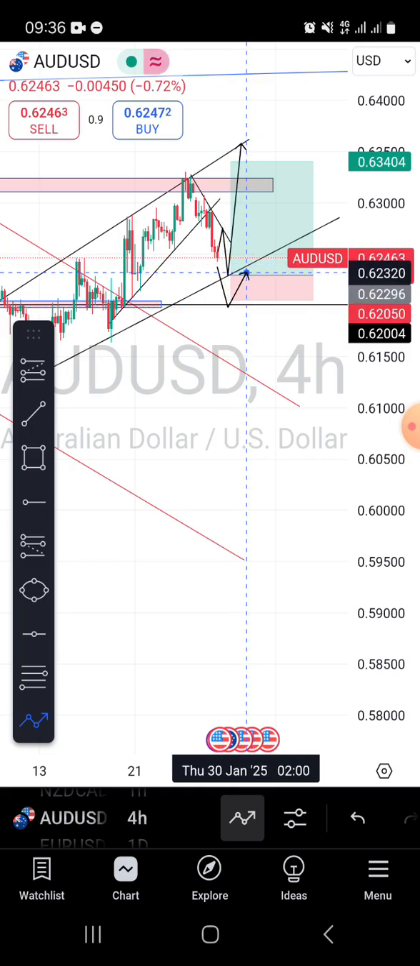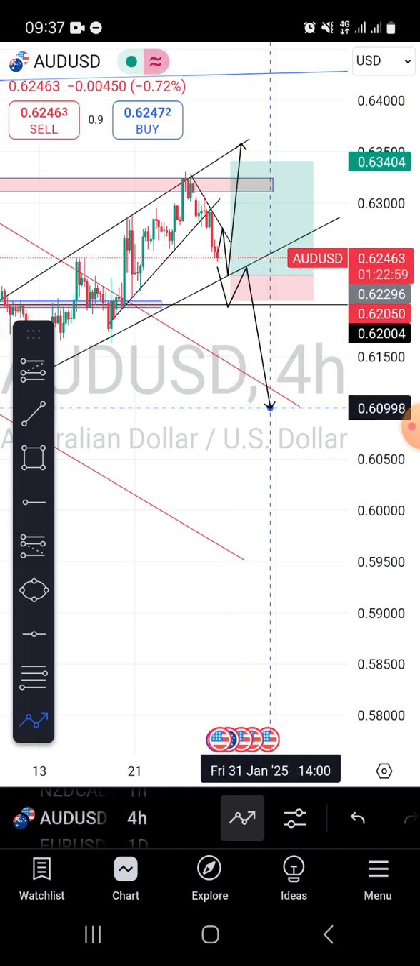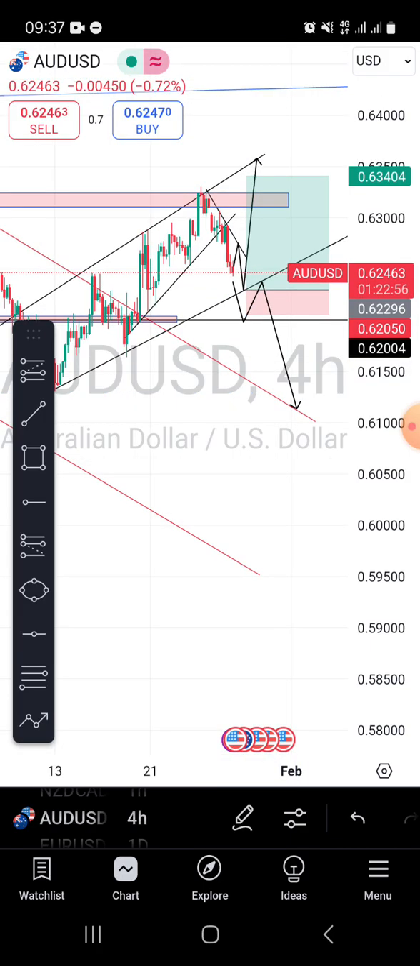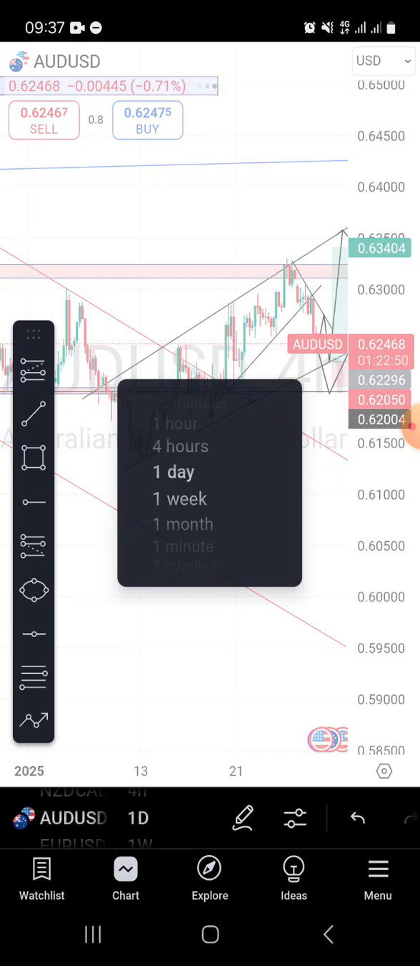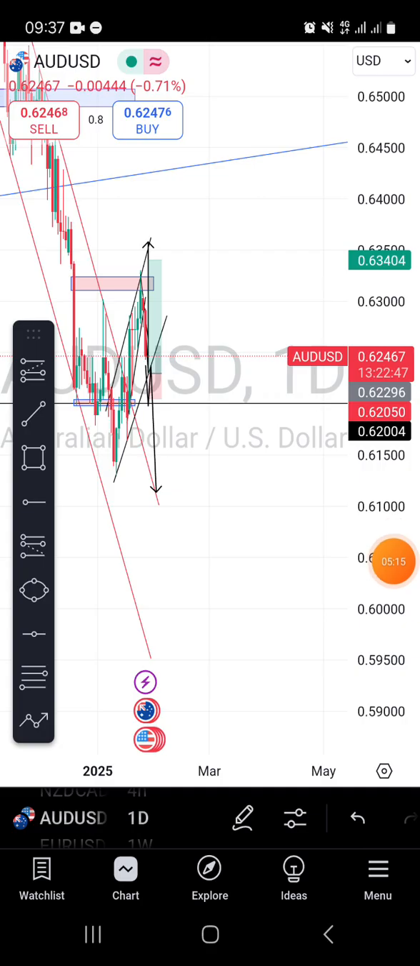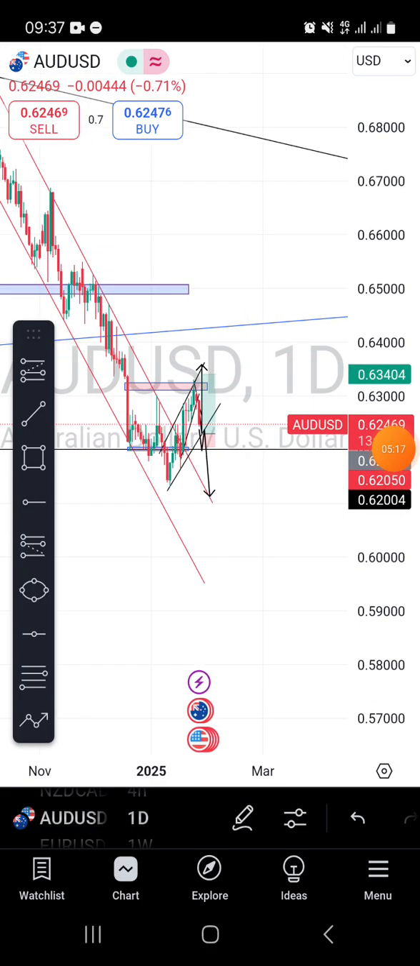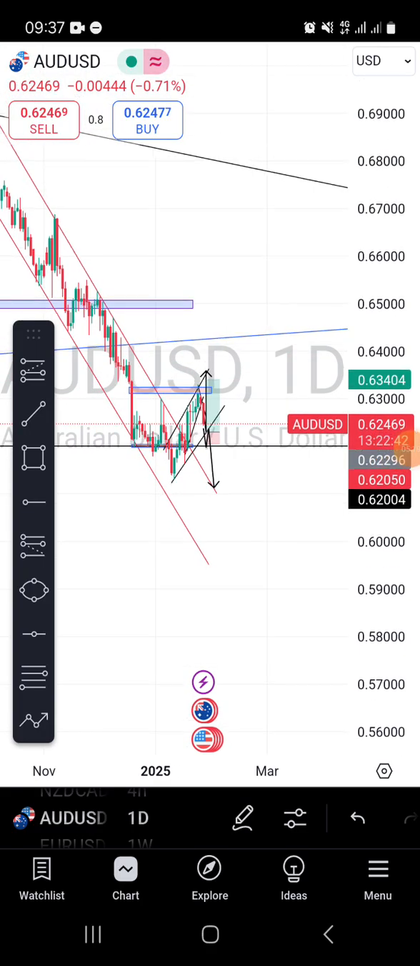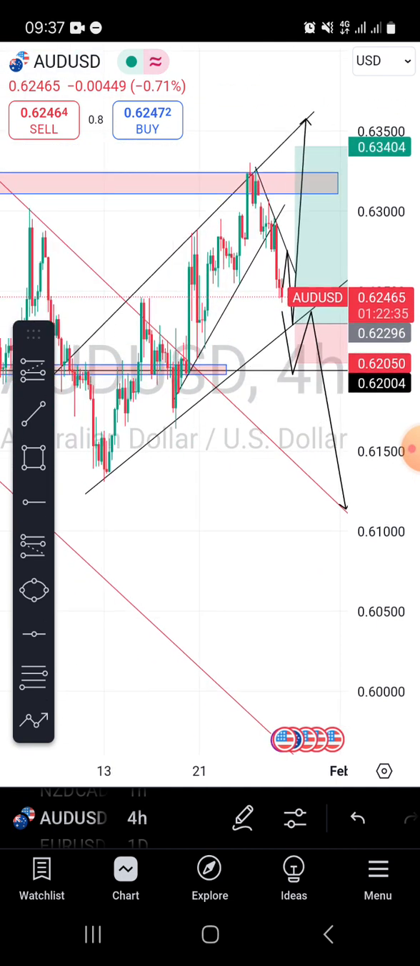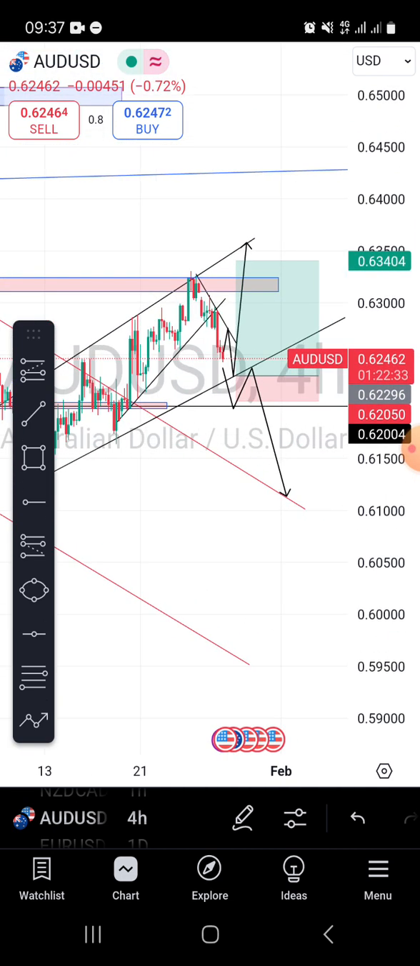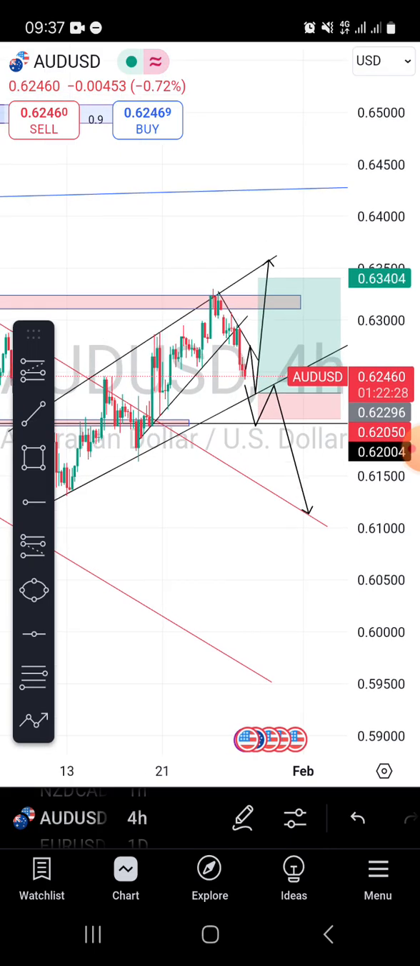then maybe a retest on this, then something like this is very possible, considering that AUD USD is still in a bearish trend. It is very possible, considering that it's still in a bearish trend. However, you can't overlook this new uptrend that is forming. So we can't overlook it too. I believe this is clear enough on AUD USD.